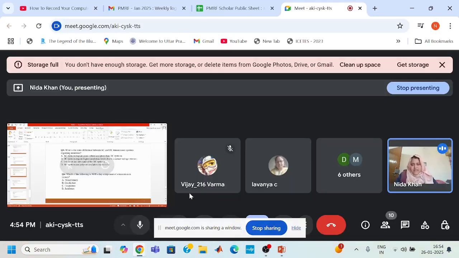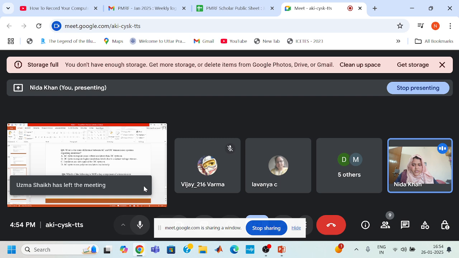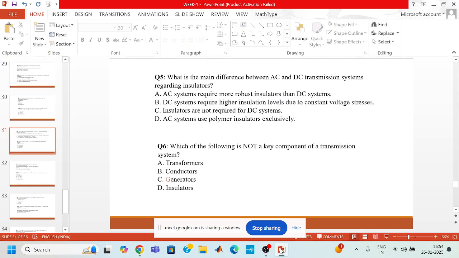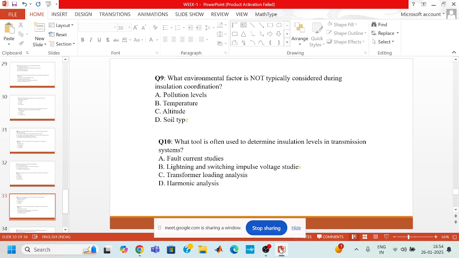Answer C is correct. Generator is not a key component of the transmission system. The main components are conductors, insulators, transformers, towers, etc. Now the next question is, what environmental factor is not typically considered during insulation coordination?